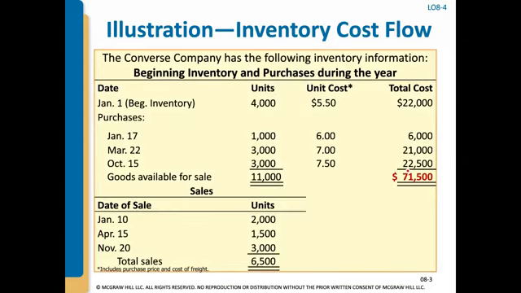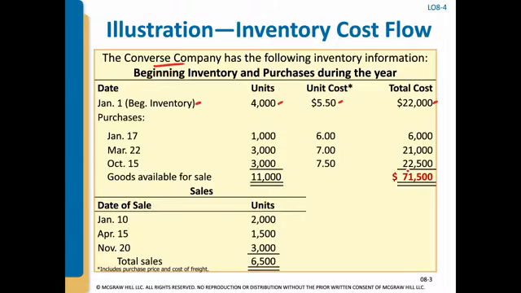We're going to use this example in the next few videos for the weighted average, the LIFO and the FIFO, which are in different videos. But you'll be getting really familiar with this one example. We have a company with the following inventory information for the year. On January 1, it tells us we have our beginning inventory of 4,000 units at $5.50. So that gives us $22,000.